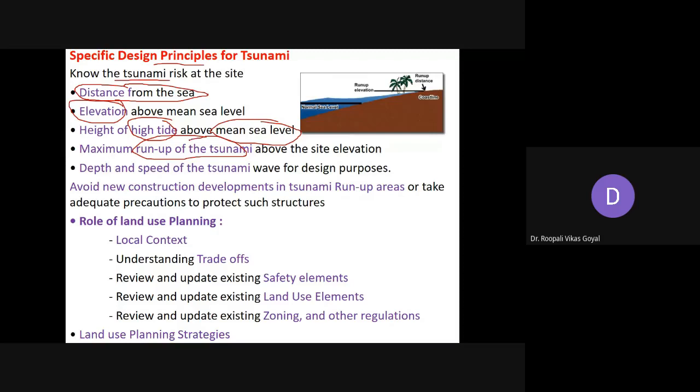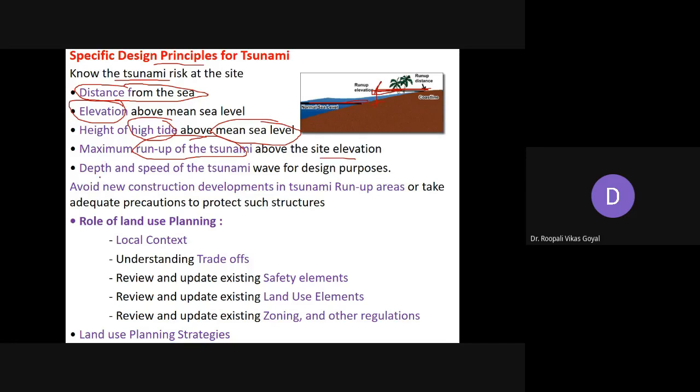So basically, this is the normal sea level. And generally, whenever a tsunami takes place, there would be a rise in sea level. Here, this is the coastal area, and this is the distance up to which it is traveling. This is called the run-up distance. And this is the run-up elevation, so this much is the height that is increased. You should know up to what elevation it will increase and up to what distance it can travel, so accordingly you can give the criteria. So the maximum run-up of the tsunami above the site elevation is to be known to us.